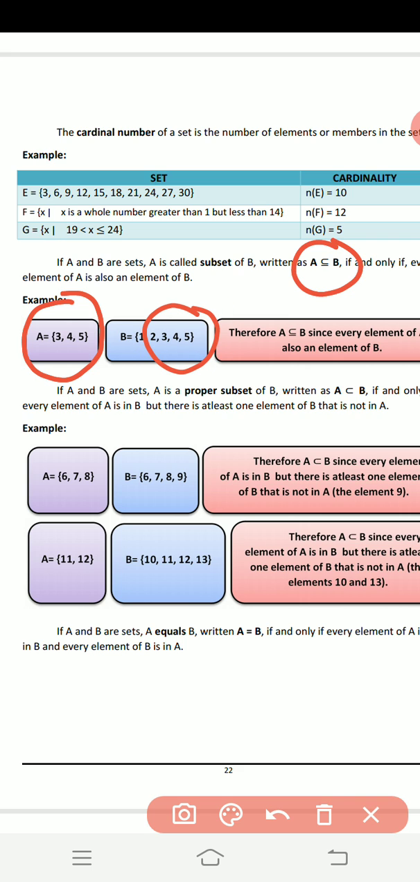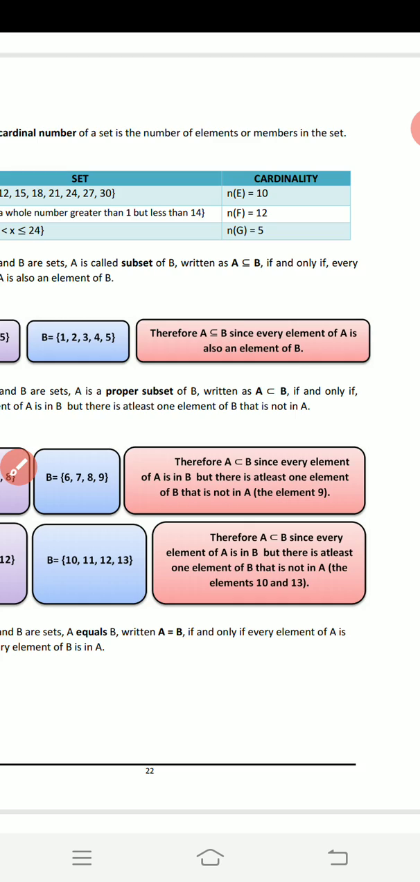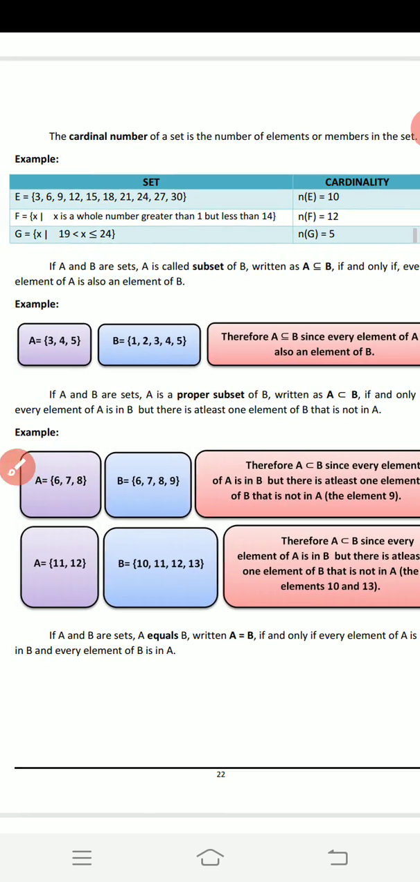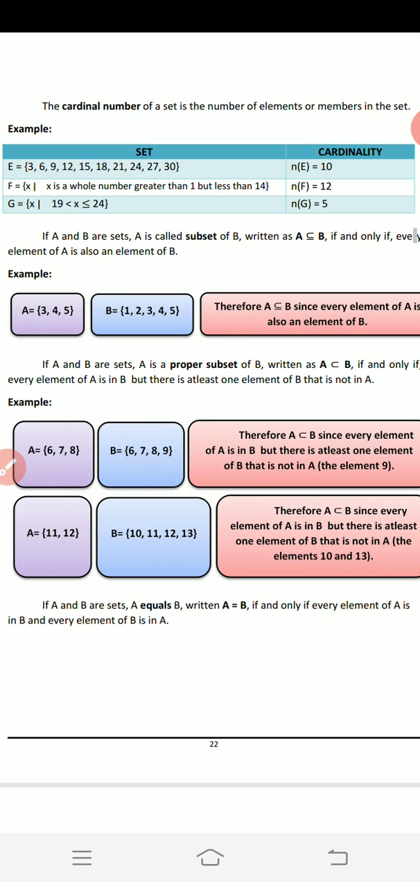Yan. 3, 4, 5. Therefore, A is a subset of B since every element of A is also an element of B. So yun. Yun lang ibig sabihin nun. Basta pag nagsulat kayo ng subset, kailangan lagi nasa una yung may pinakakonting number of elements.